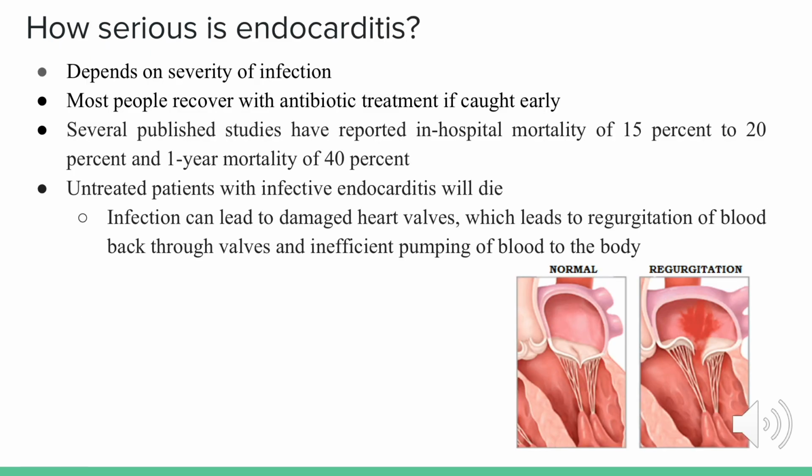How serious is endocarditis? It depends on the severity of the infection. Most people recover with antibiotic treatment if it's caught early. Several published studies have reported in-hospital mortality of 15% to 20% and one-year mortality of 40%. Untreated patients with infective endocarditis could die. Infection can lead to damaged heart valves, which leads to regurgitation of blood back through the valves and inefficient pumping of blood to the body.